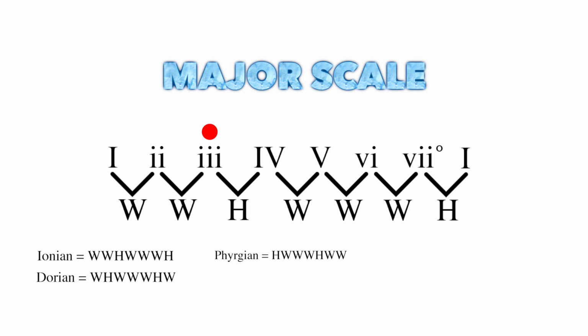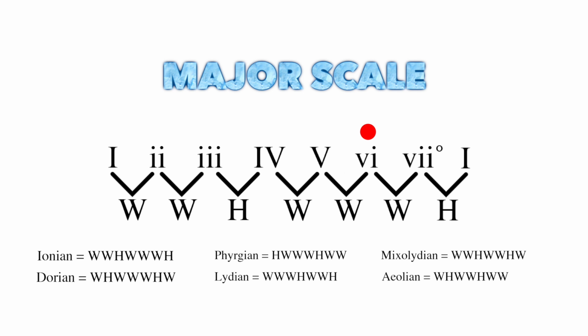Phrygian starts on the note one major third higher than the tonic. Lydian starts on the note one perfect fourth higher than the tonic. Mixolydian starts on the note one perfect fifth higher than the tonic. Aeolian starts on the note one major sixth higher than the tonic. And finally, Locrian starts on the note one major seventh higher than the tonic.